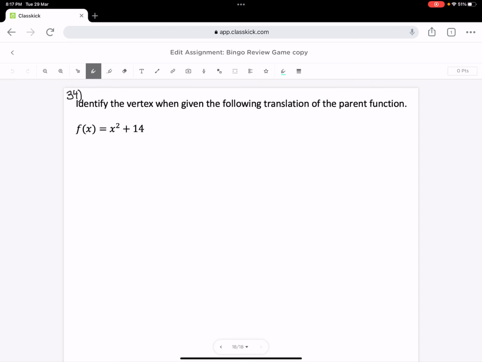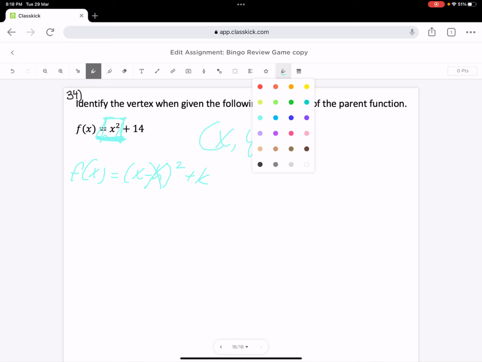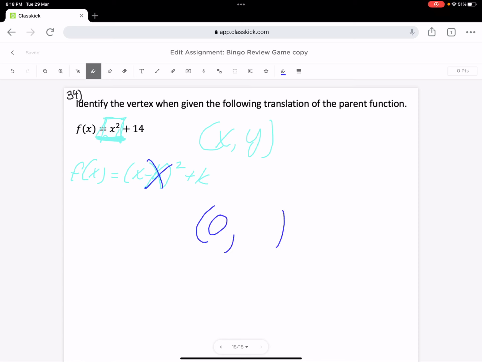The last question that we're doing is to identify the vertex when given the following translation of the parent function. So we're looking for an x, y value. We know that we normally have f of x is equal to (x minus h) squared plus k. Since I see nothing being added or subtracted to this x squared, I know there is no horizontal shift, so I can go ahead and cross that out. Since we're not moving left or right, my vertex has to be a 0 for the x value.